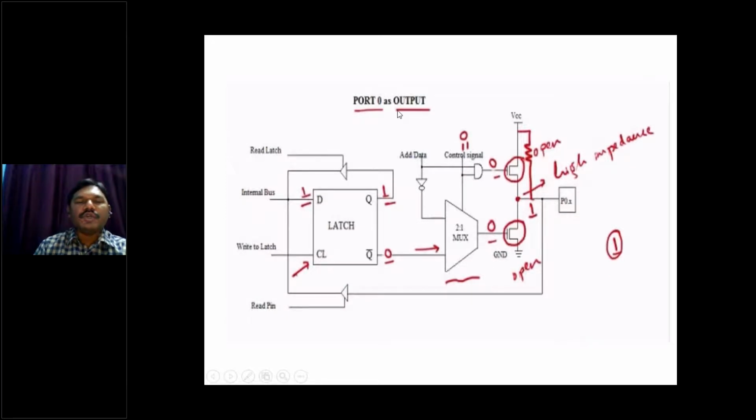Let's see now how port 0 acts as an output port. To act as an output port, when this is 1 and this is also 1, and when it is active, then what happens? This is 0, and it is 0. Then this is also 0. Then what happens? It is 1, and it is 1.